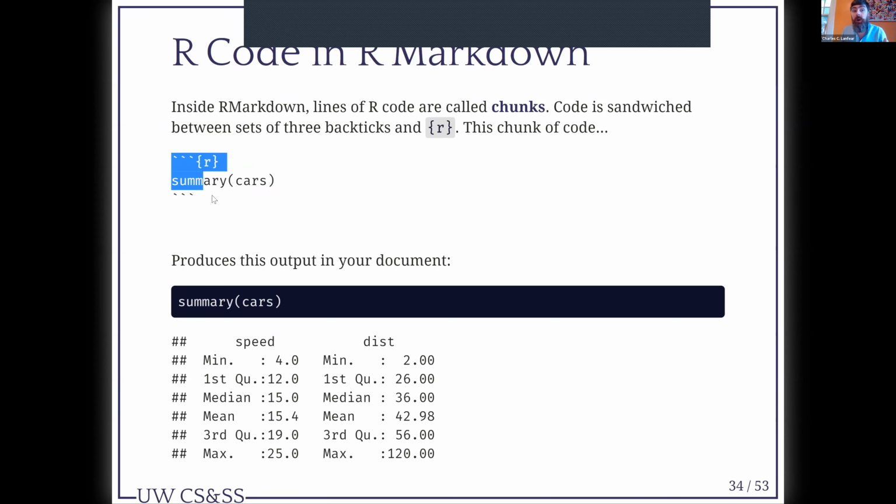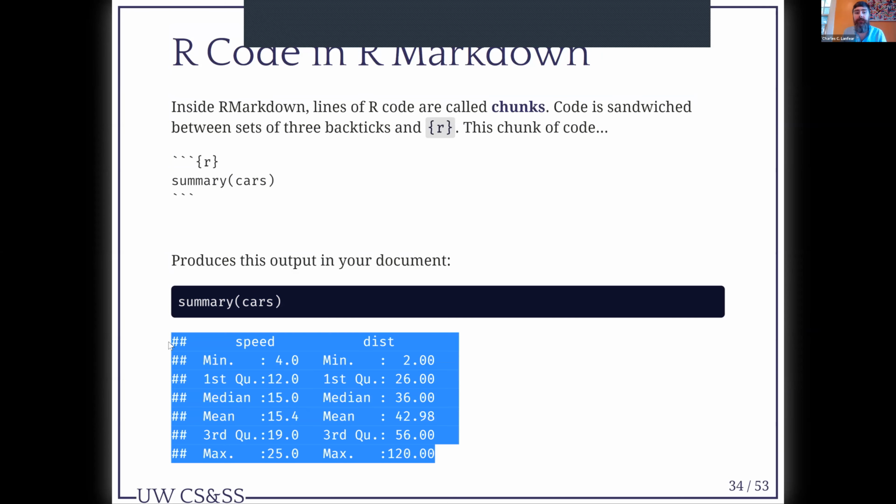This chunk of code right here embedded in this document produces the output below. If I say summary(cars) in here, in the output document, it will show summary(cars) and then the output from running summary(cars). That is a chunk. They don't really do anything magical. They just run the R code when you press knit and embed the output that would normally go into the console into the document.